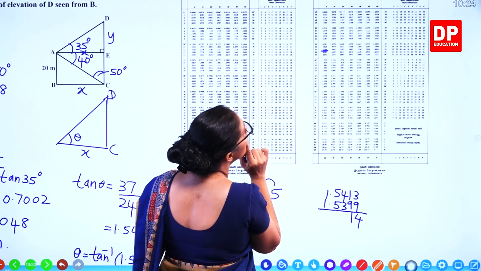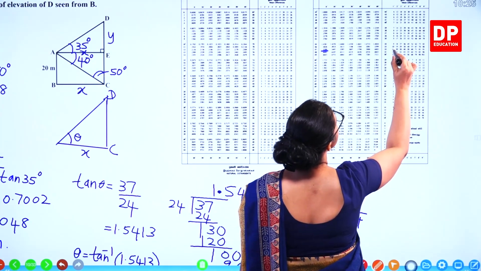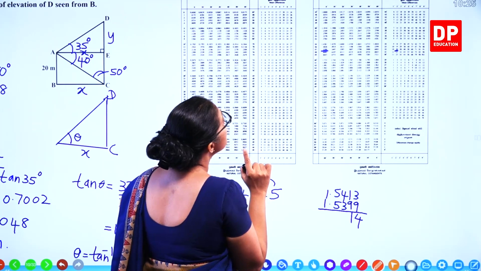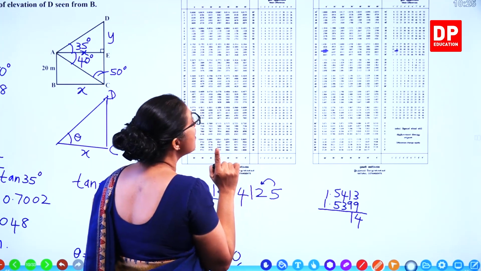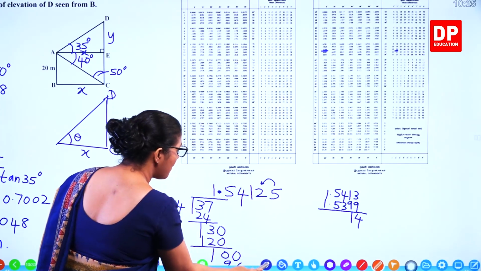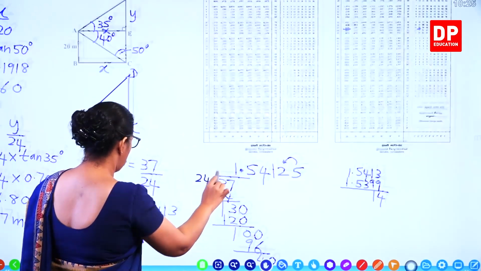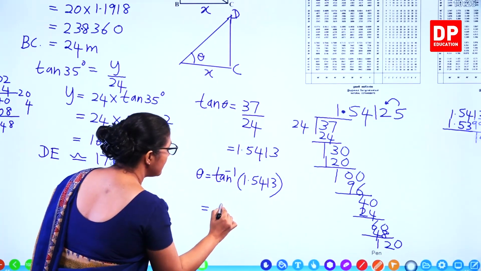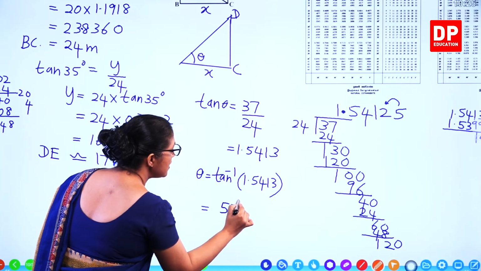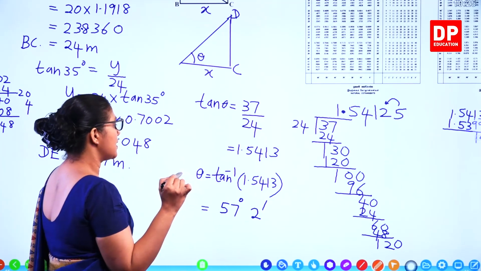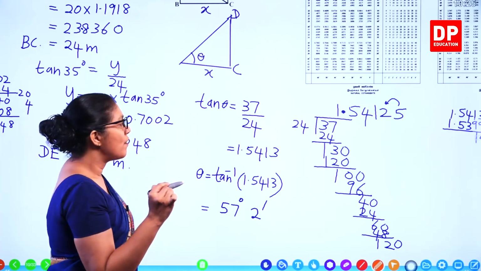We can take 2 because this is 10. So 2. 57 degrees and 2 minutes. 57 degrees and 2 minutes is the angle. That's the angle of elevation.